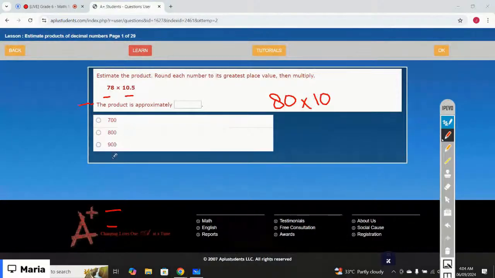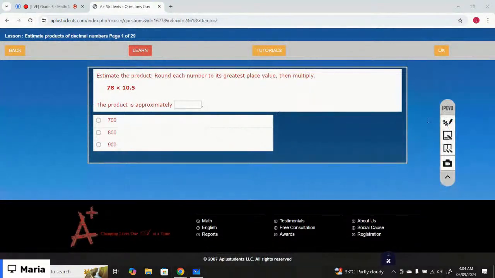So when you are estimating, you have to look at the other number. Here you have 10.5. If you make 11, you have to do 11 times, right? So you round it off to 10. So 10 times 8 is 800. The correct option is 800. Option number 2 is the correct option.